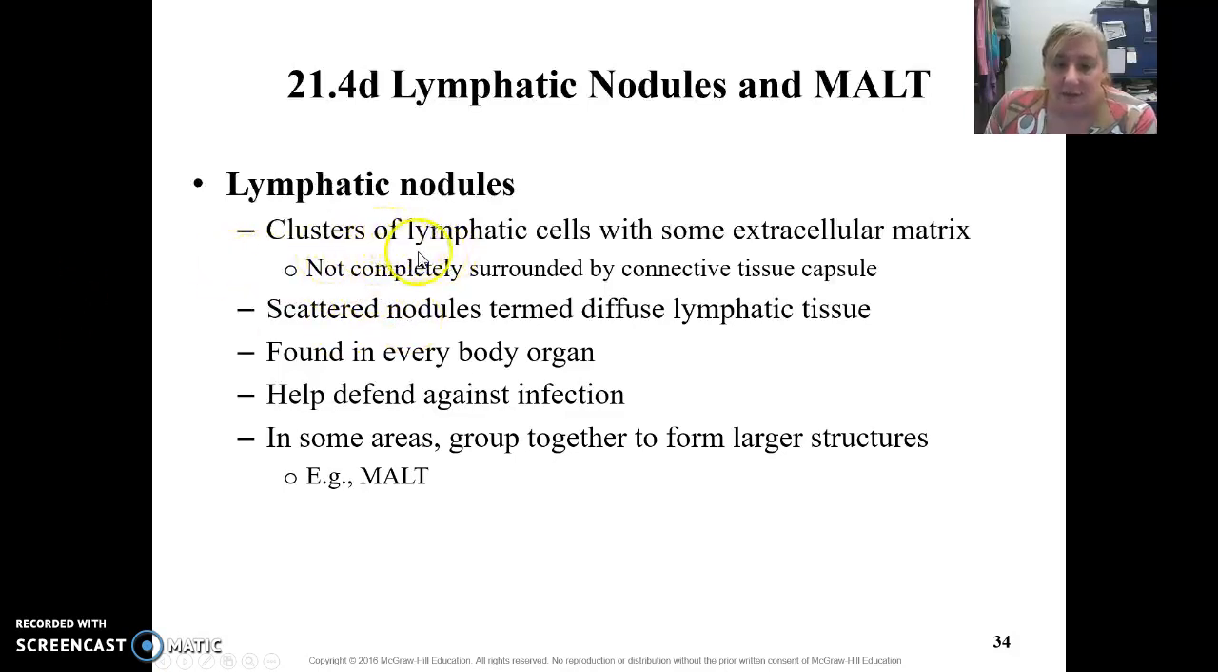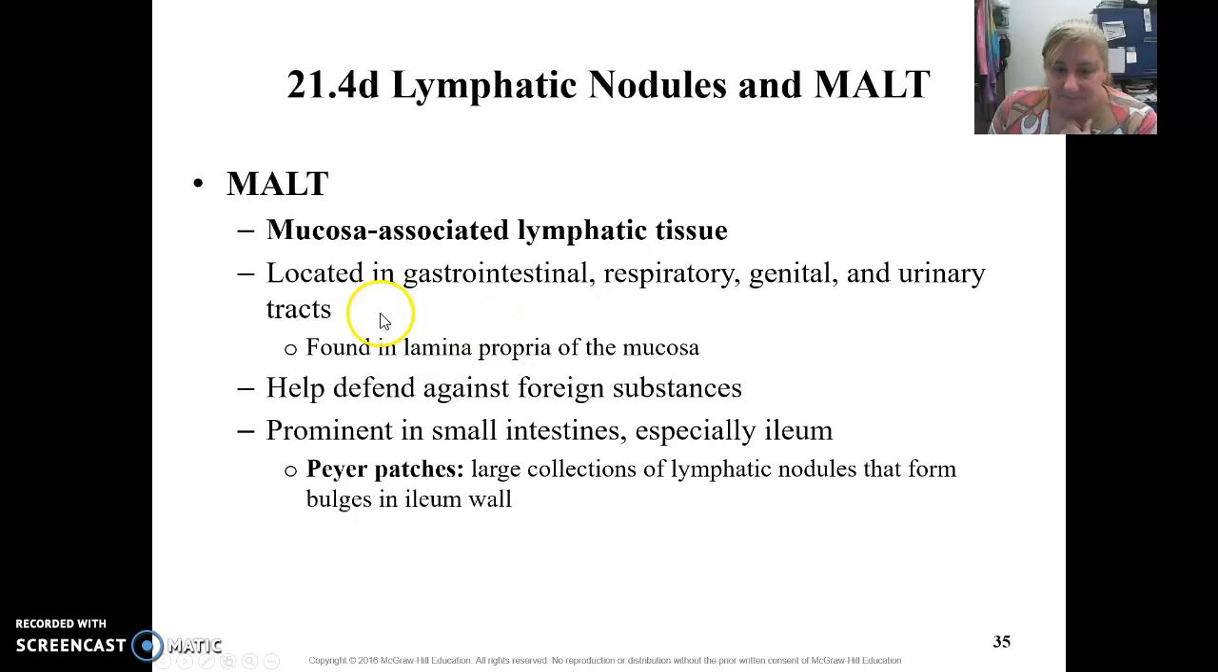Lymphatic nodules are similar to your tonsils, but they're found in other regions of the body. And they group together, forming clusters of this tissue, and it's known as MALT, mucosa-associated lymphatic tissue. And MALT can be found in our respiratory tract. It can be found in our GI tract. It's going to be found in areas that are going to protect us from having pathogens get into our system. One of the most important regions is in our intestines.